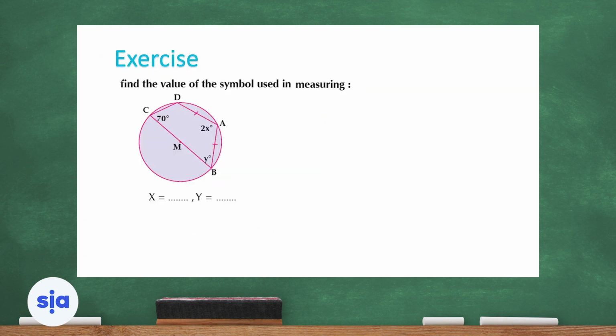Another exercise, find the value of the symbol used in measuring. The question here wants us to find the value of x and the value of y. As you can see here, quadrilateral ABCD is a cyclic quadrilateral. As long as it's a cyclic quadrilateral, the opposite angles are supplementary. So here in this case, angle A is equal to angle C, so x equals 35.